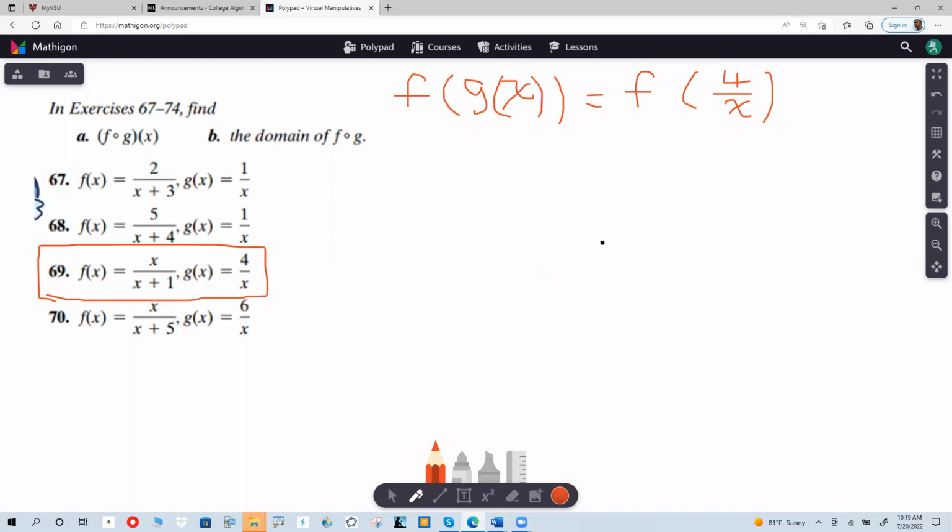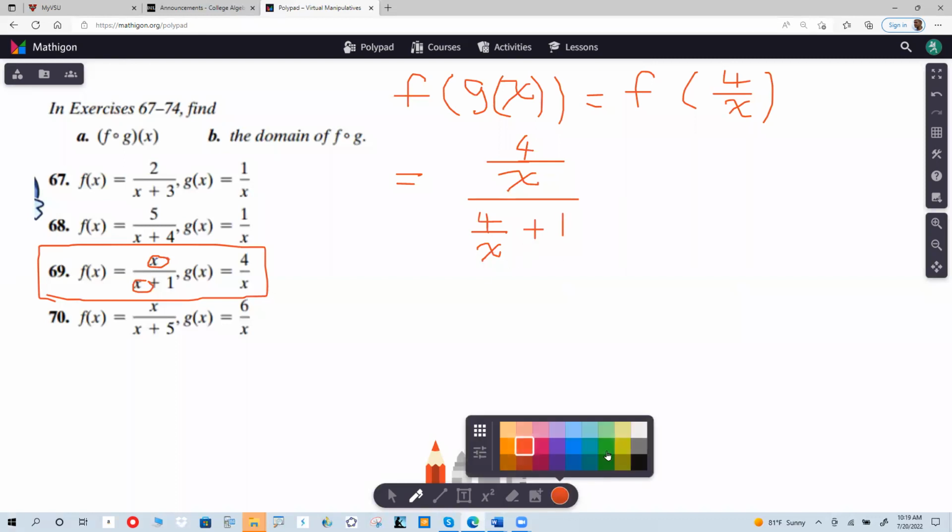Okay, fine. Now I'm going to go back and replace this x and this x with 4 over x. How do I do that? Well, I have to do it very carefully. 4 over x instead of x, 4 over x plus 1. And the bottom here, I'm going to do it in green on the side.